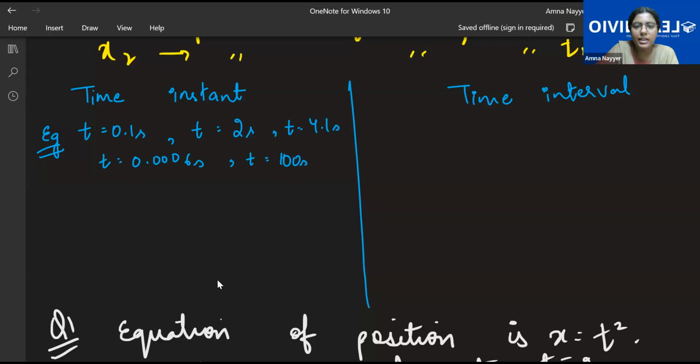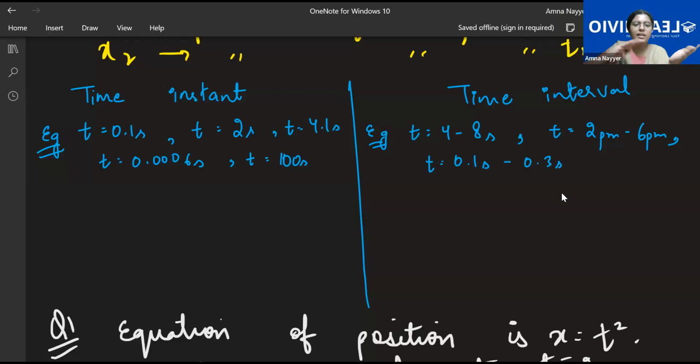When I have an interval, this means some initial time is there, final time is there. Let's say from 4 seconds to 8 seconds, you have to tell me the speed during this gap. Just between 4 seconds to 8 seconds, we'll have to find out the speed. Or if I say time is 2 p.m. to 6 p.m., this is a duration. Or even in decimals, 0.1 seconds to 0.3 seconds. So this is a duration.